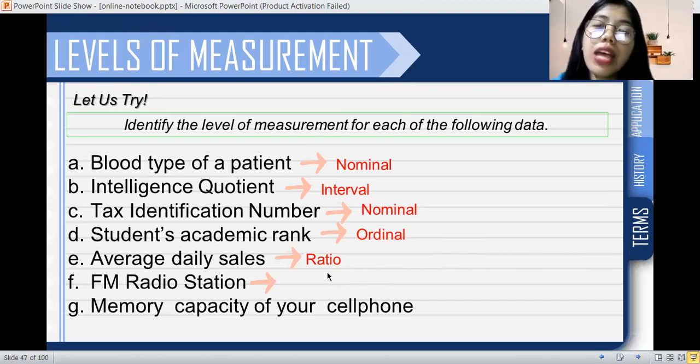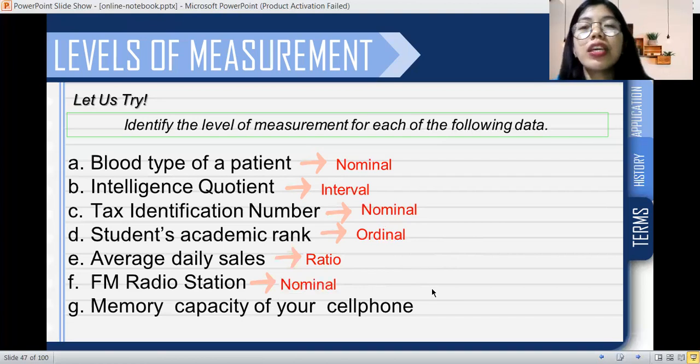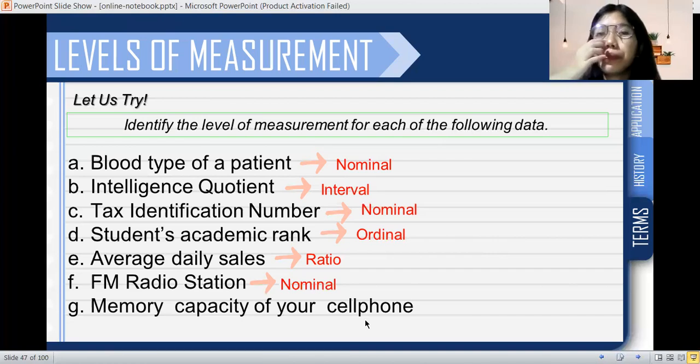And we also have the FM radio station. Now, this one is again, a nominal. Dahil nga, it is only used to categorize, to name. Like for example, yung Wish 1075 na tinatawag natin. So, ginagamit lamang siya to name, no?